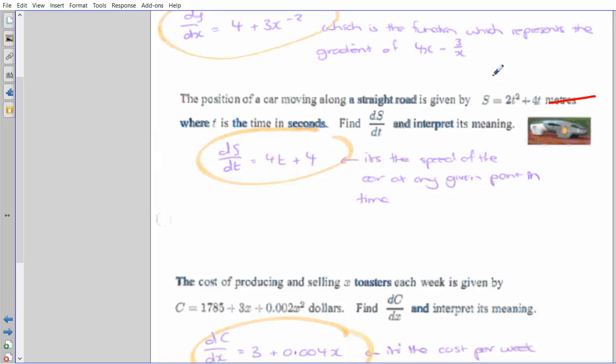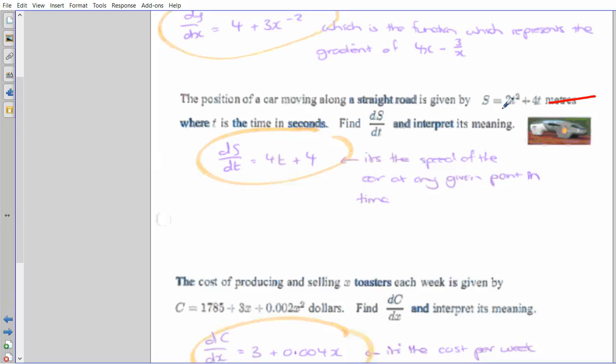So the original function is s, the gradient function will be ds dt, and 2 times 2 is 4, and then t to the power, subtract 1 from the exponent, t to the power of 1, which we don't bother to write, plus 4t is like saying 4x, so therefore 4x would just become 4. What is this? It's talking about speed, or is it? Oh no, sorry, this is the position of the graph.